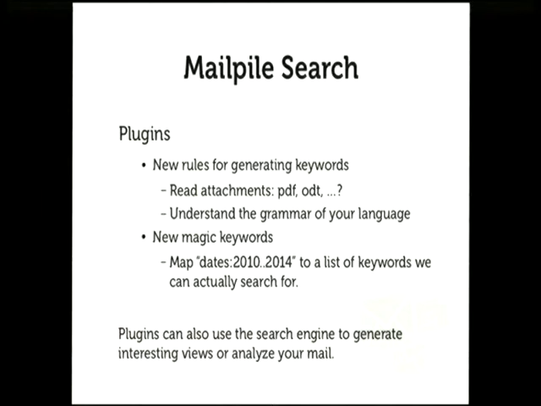Instead of generating keywords, you can create sort of magic keywords that are dynamic. Like the way you search for dates is implemented as one of these plugins. So you can search for dates in the range 2010 to 2014. You know, that's not a keyword, but I can create keywords out of that, and that's what this plugin does. It'll actually tell it to search for date 2010 or date 2011 or date 2012. Yep, that kind of thing. And of course, plugins can also just use the search engine to generate interesting views, figure out things about your email.